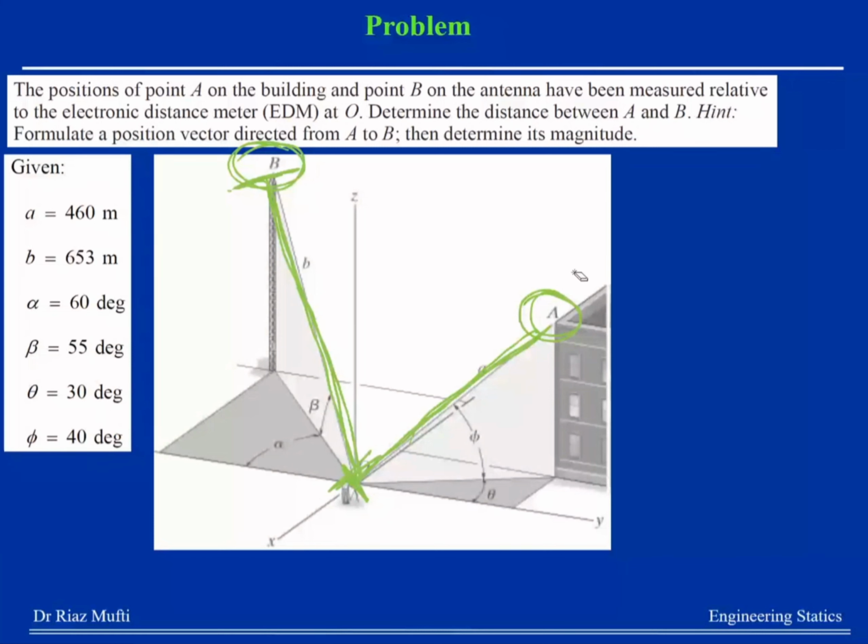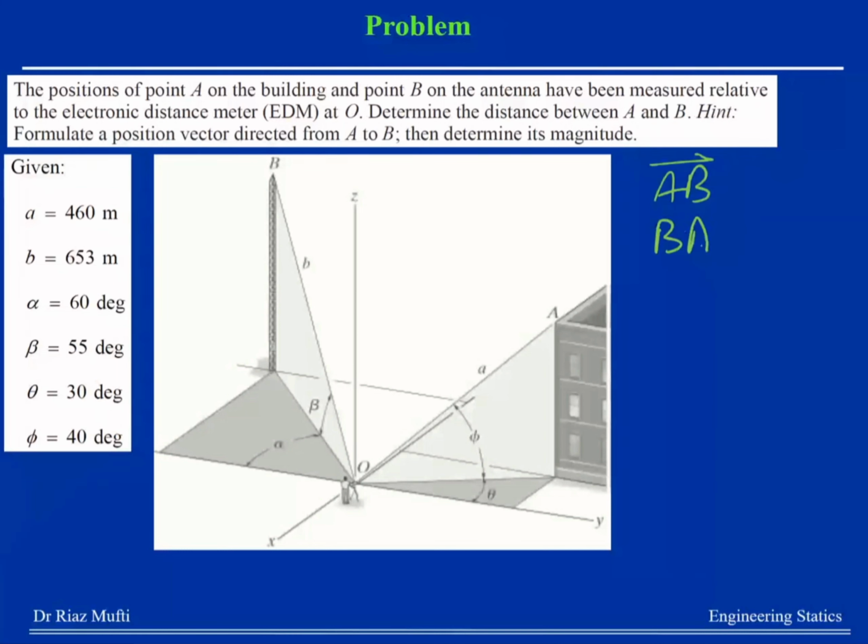I need to find the distance between A and B. That's what I'm after, is the distance. Problem is, I can do that by finding the position vector. But there's a slight confusion here. Do I have to find position vector AB or BA? You have to be careful.